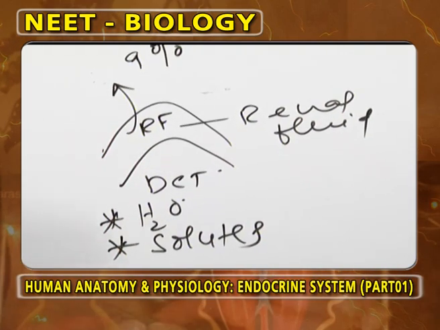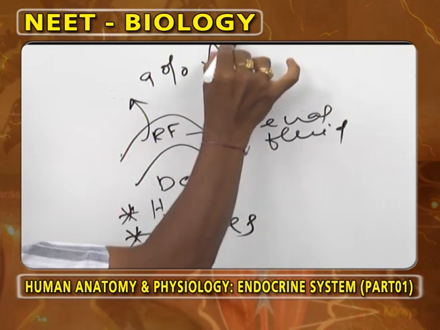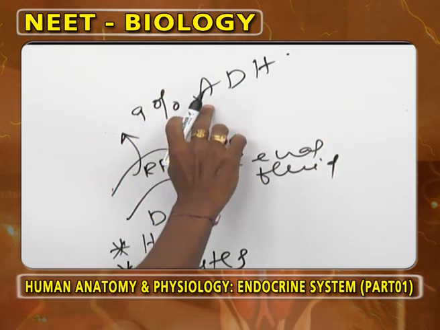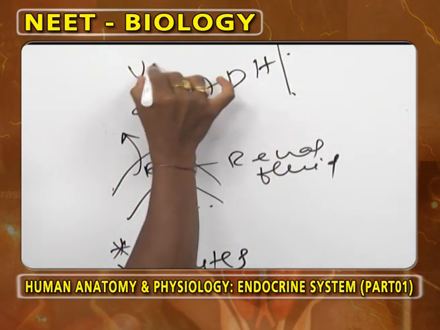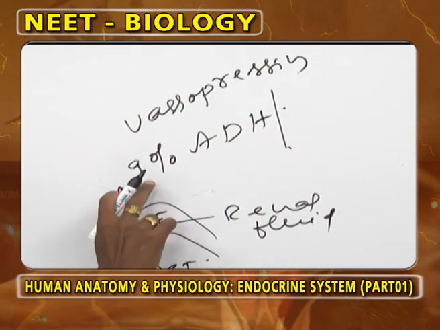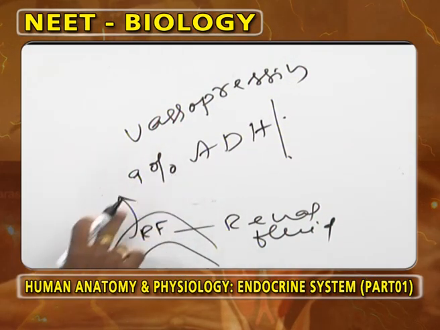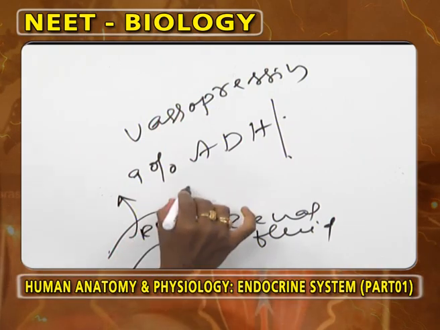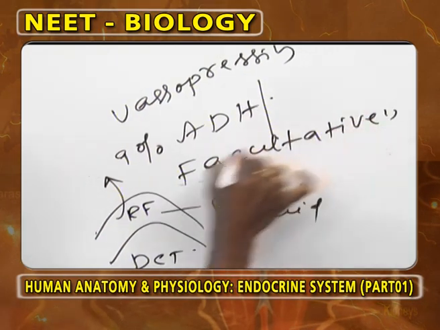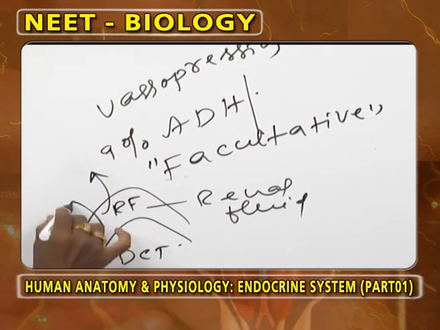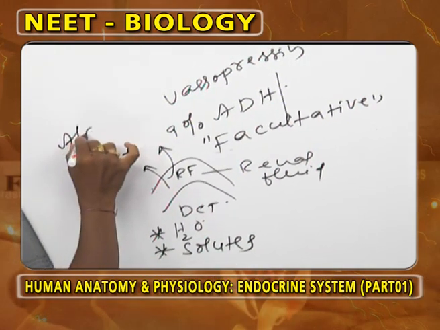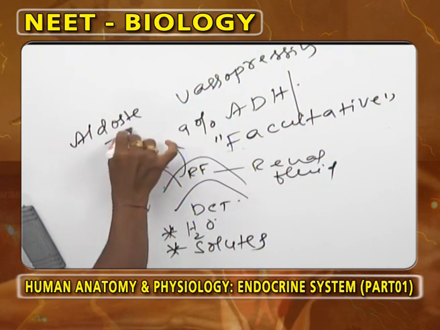Nine percent. Here, what type of hormone plays an important role? ADH. What is the meaning of ADH? Antidiuretic hormone, also called vasopressin. With the help of this hormone, water reabsorption takes place, so we call it facultative reabsorption. Now, for the reabsorption of sodium, what type of hormone is responsible? Aldosterone.